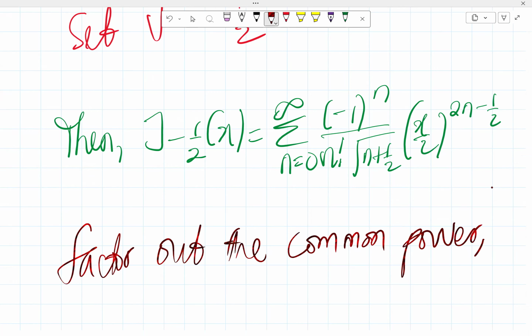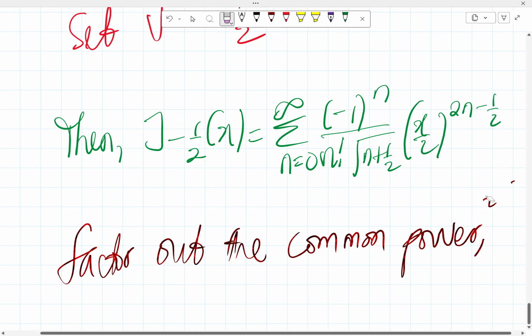So if you factor out the common power, we see that we have x over 2 raised by minus, there's still n under this place. So we can break this up into x over 2 raised by 2n, then x over 2 raised by minus half. So we can bring out the minus half and then leave all the other things at the other side there, like that.